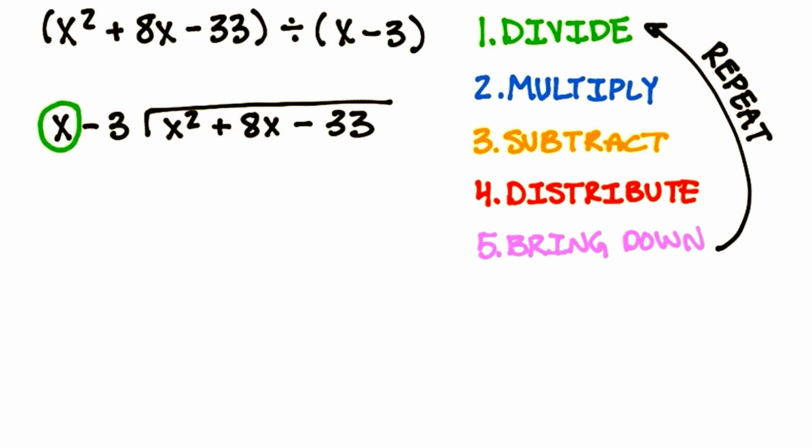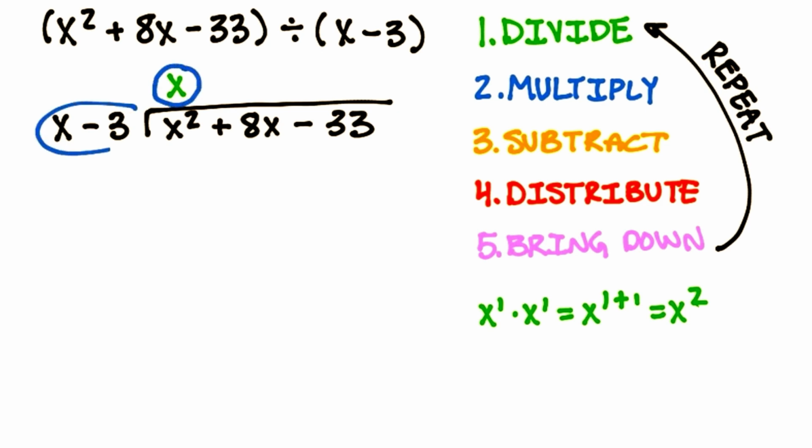So we have to ask ourselves, x divides into x squared how many times? X times x is equal to x squared because you add the exponents together. So x divides into x squared x times. For the next step, we're going to do multiply. We'll multiply x times x minus 3.